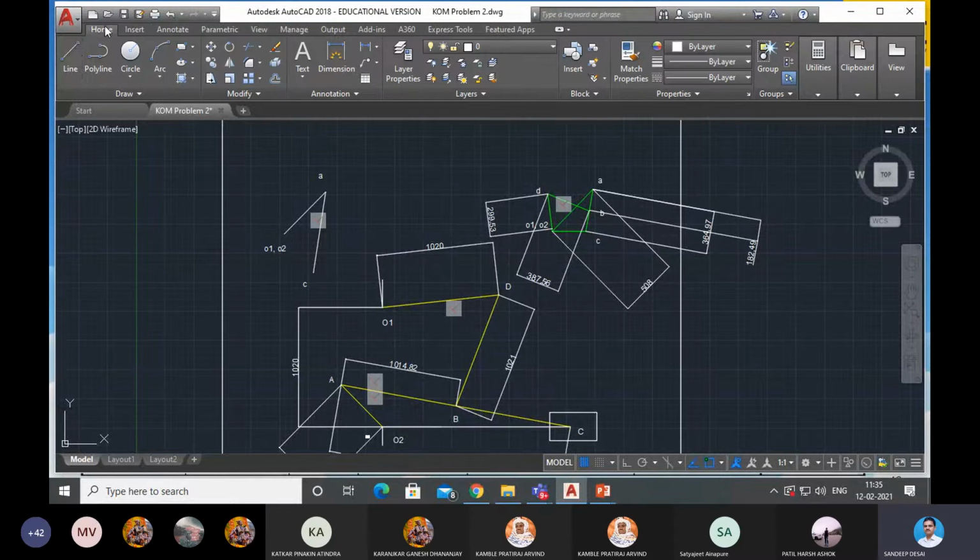Therefore, let us draw a line from O1 parallel to the path of motion of the slider, and parallel to the path of motion of the slider is horizontal. So let us draw a horizontal line which is parallel to this path of motion of the slider. Let's draw the horizontal line. Which is the point that I will get?